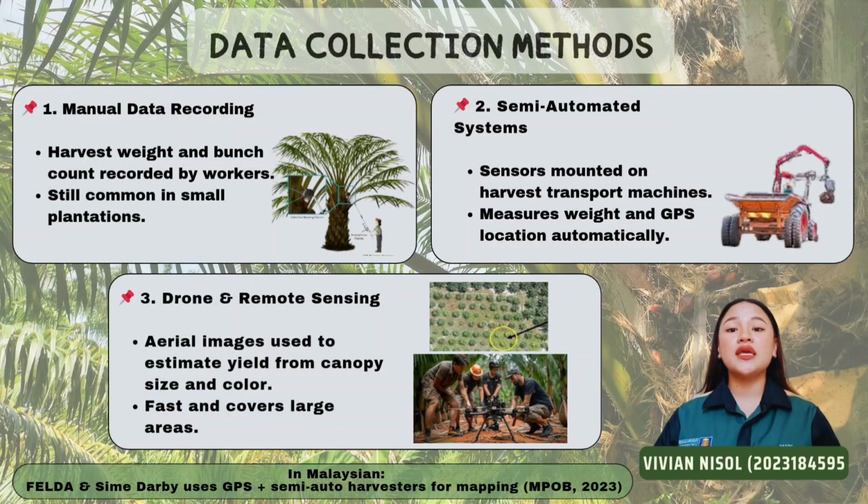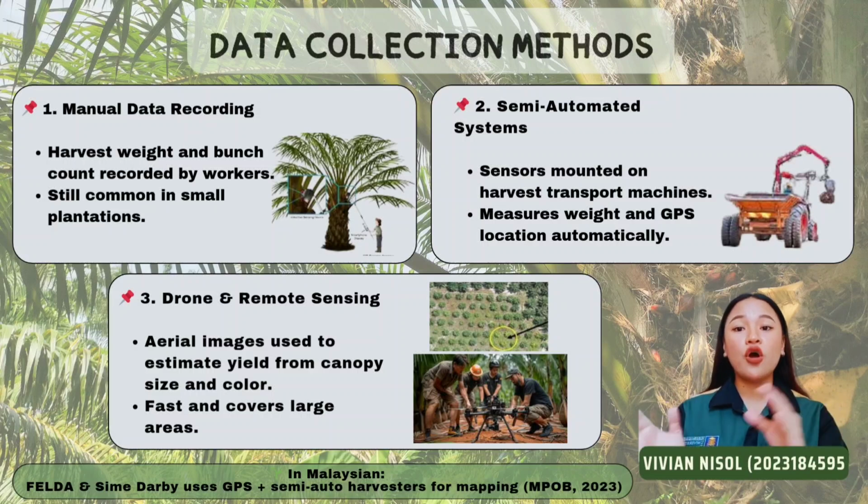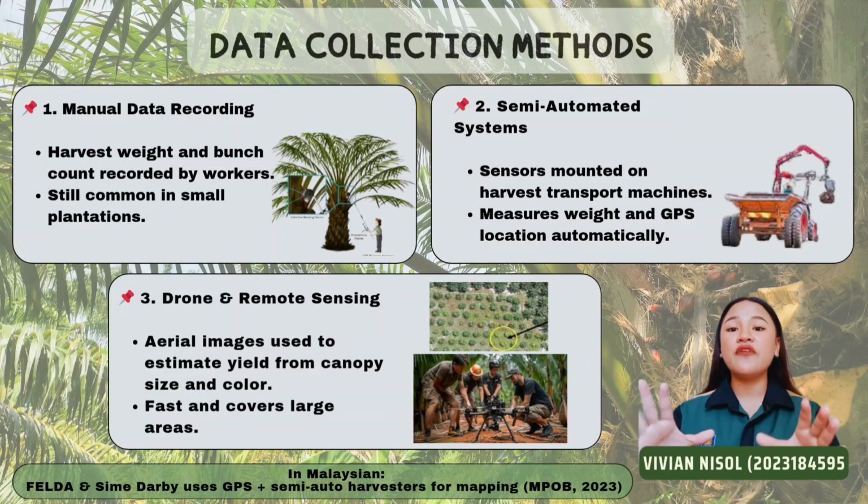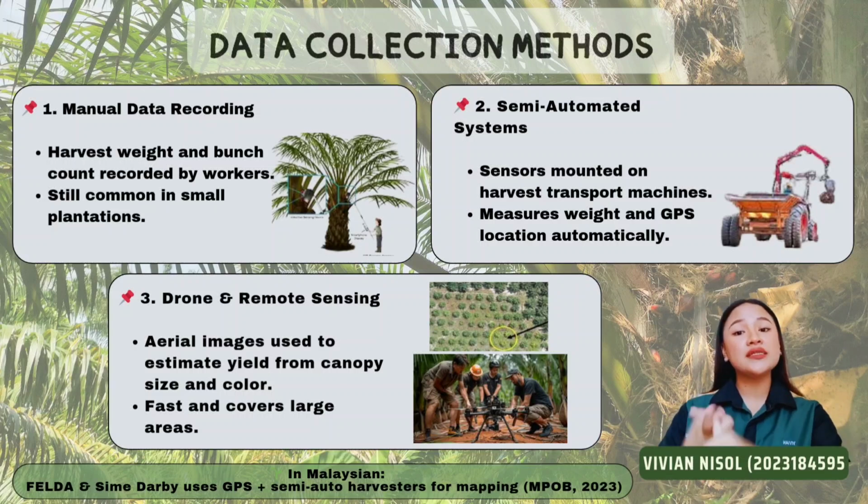The third method is using drones and remote sensing. Drones fly over the plantation to capture images of oil palm canopy. The data like leaf color and canopy size help estimate the yield over a large area. It's very fast and useful for large-scale plantation. So in Malaysia, companies like Felda and Sime Darby have already started using GPS tools and semi-automated system for yield mapping.